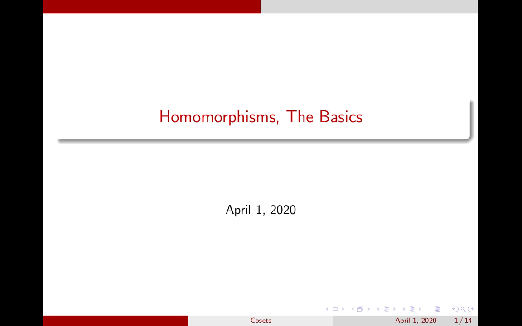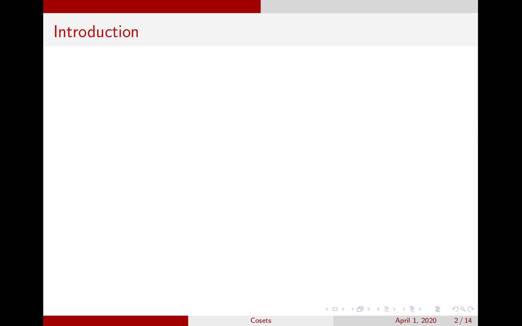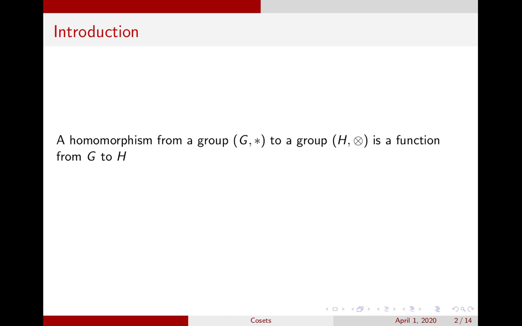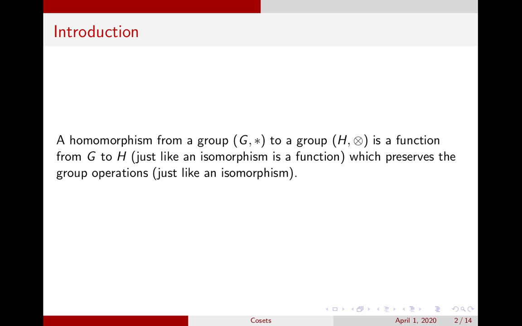The topic for today is homomorphisms. A homomorphism is a function very similar to an isomorphism, as we'll see. The basic idea is that a homomorphism from a group G, star, to a group H, circle times, is a function from G to H, just like an isomorphism would be a function from G to H. And the function has to preserve the group operations, just like an isomorphism does.